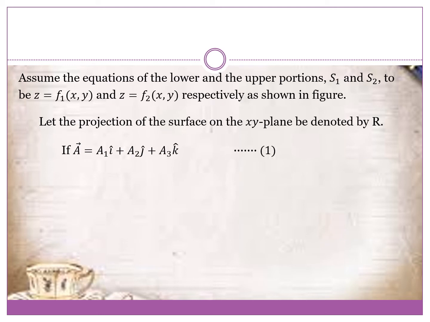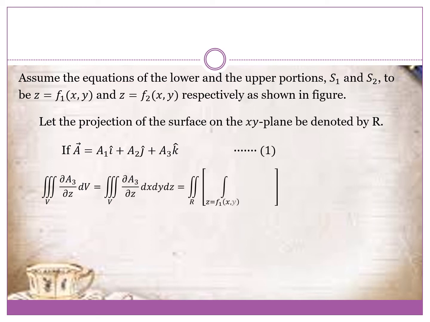So for this we consider the triple integral, the volume integral of partial a3 by partial z, and try to compute it, and after computing it we see if we see any symmetry, then we will write the expression for the volume integral of partial a2 by partial y and partial a1 by partial x, and their results are simply added and we prove the theorem.